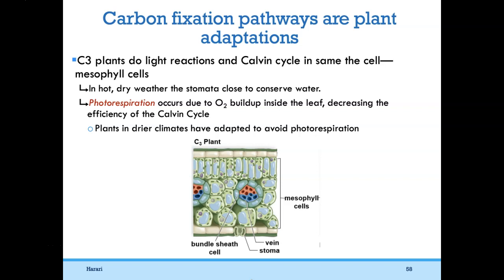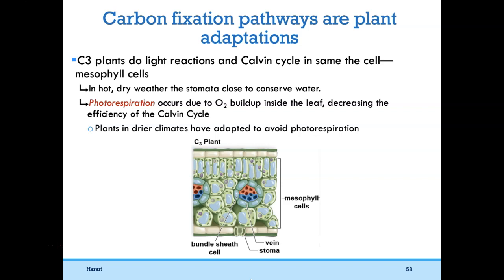And what happens is oxygen ends up building up inside of the leaf, and that causes photosynthesis to go in the opposite direction. It decreases the efficiency of the Calvin cycle when you have a lot of oxygen and not a lot of CO2. This is called photorespiration. So photorespiration occurs when there's a lot of oxygen built up inside of the leaf and not enough CO2. So photorespiration is going to happen when the stomata are closed in hot, dry weather.